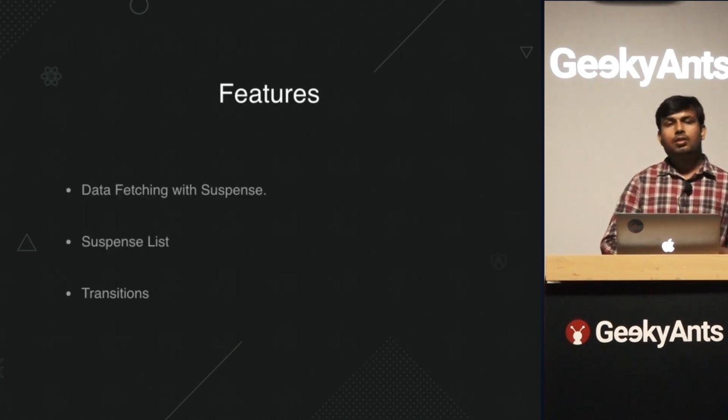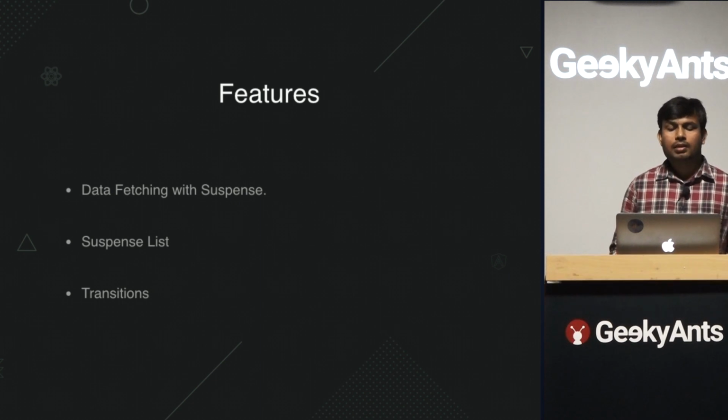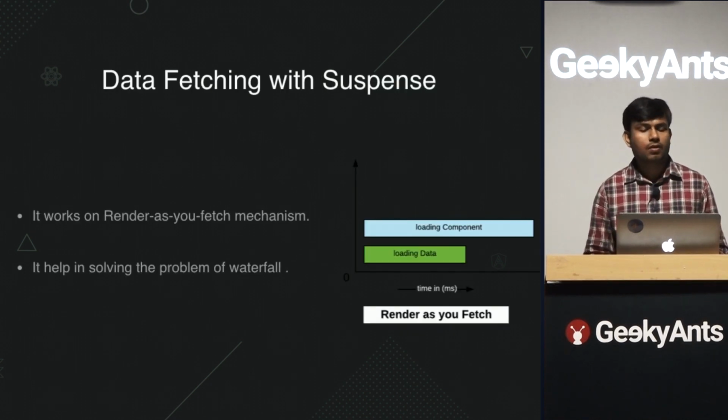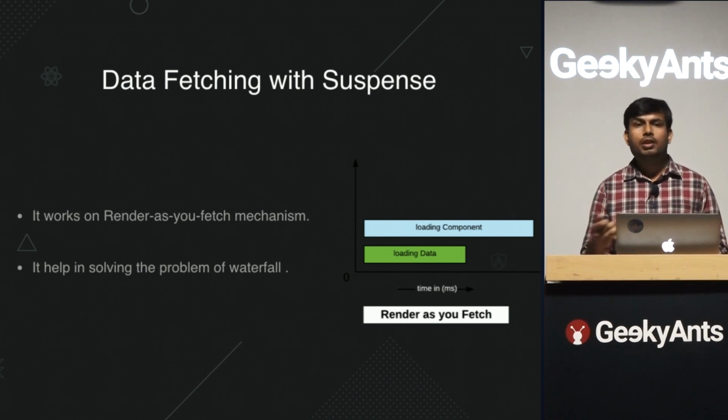Let's see some of the features that React is currently introducing. React introduces data fetching with Suspense, second is SuspenseList, and the last one is transitions. Let's start with data fetching with Suspense. Currently it works as a render-as-you-fetch mechanism. It means we will not have to wait for the data to get loaded and then do the fetching call. We will do both of them in parallel.